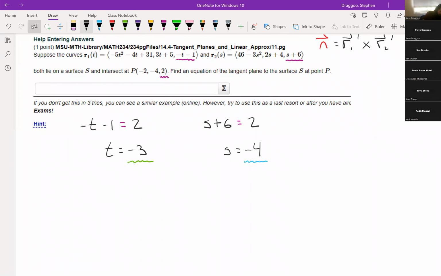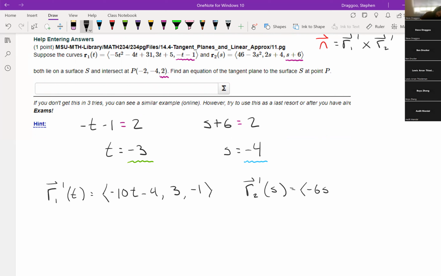All right, let's get those tangent vectors, those derivative vectors we talked about. R1 prime of T is the vector -10T minus 4 for the X component, 3 for the Y component, -1 for the Z component. Slide over and also get R2 prime of S. And it is equal to the vector -6S, 2, 1. Let's just slide that piece over so it's on top of the R2 component.